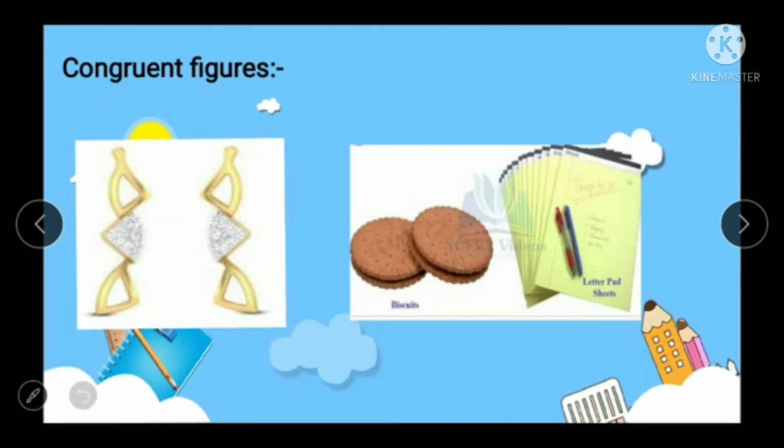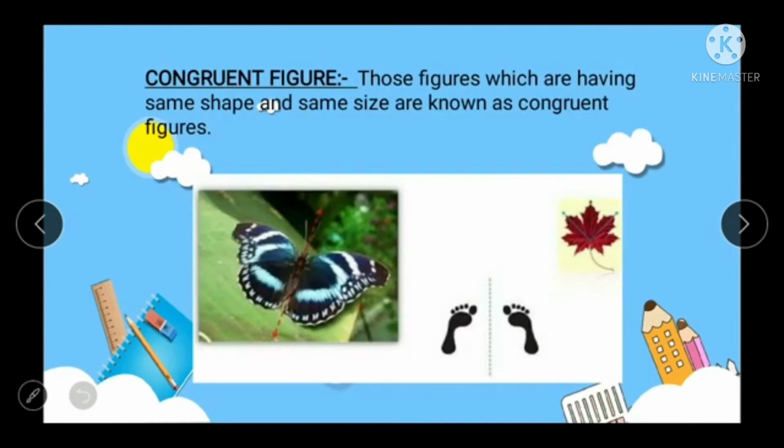Students, we can take more examples. Like in this picture, I have a butterfly which has a line of symmetry in the middle. Left and right wings of the butterfly are exactly the same. Whenever the butterfly closes its wings, they will superimpose each other. Means they are exactly the same in shape and size, and hence they are congruent.